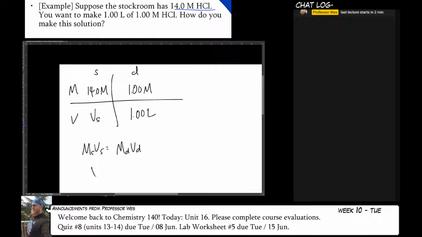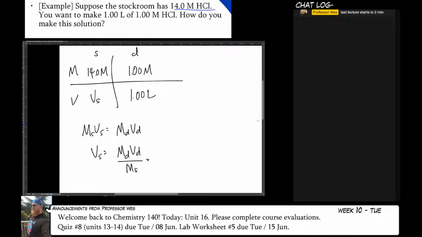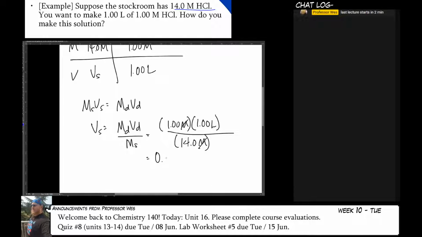So I can do my dilution, and I get the following equation. And then we'll just plug in the numbers. So dilute molarity is 1 mole per liter. I want 1 liter of it. And my stock solution was 14 moles per liter. So I type in all of those numbers in my calculator, and I get 0.0714 liters is my volume of stock, or 71.4 milliliters.